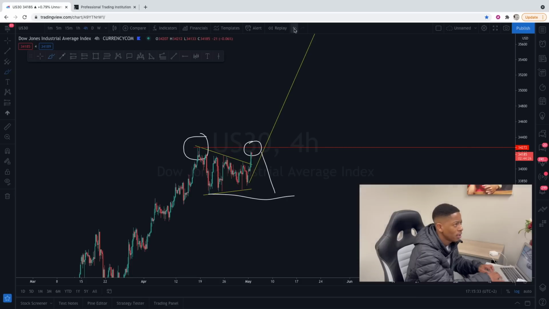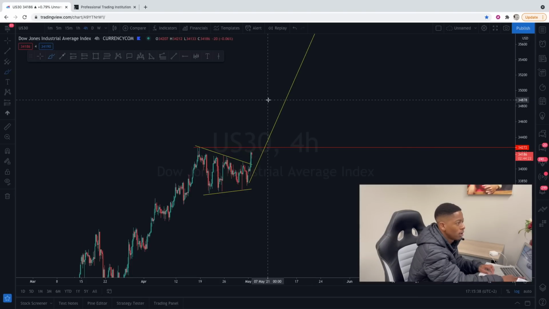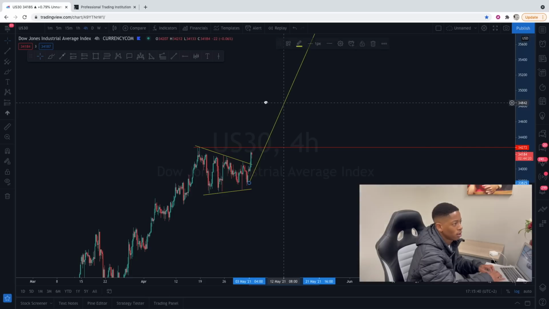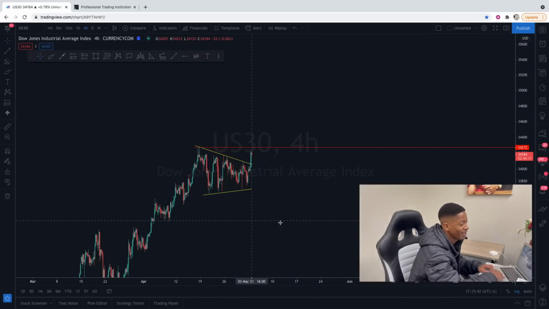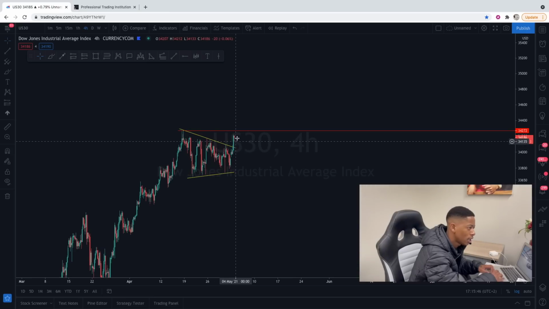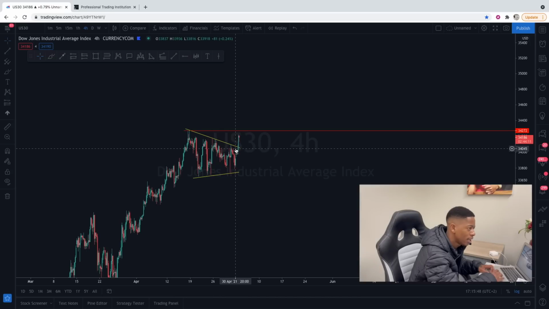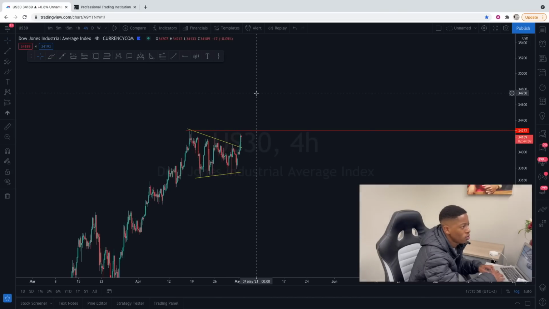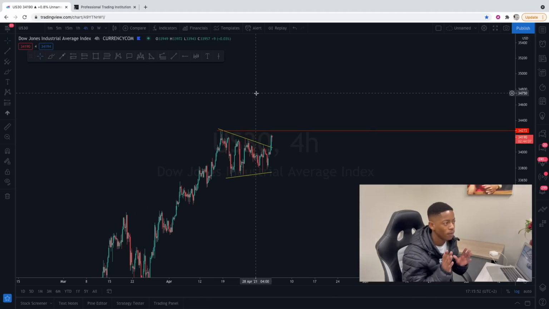But because of the fact that, just by looking at it, okay, I need my mouse so I can do this, you can see how this thing impulsed out of structure here. It's promising us that there's more potential to the upside. So I was like, you know what, let me just let the market show me what it's doing instead of me trying to push it to the upside or to the downside. Let me see what is actually going on here.